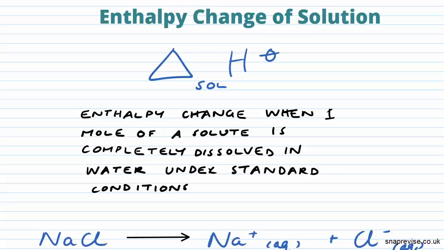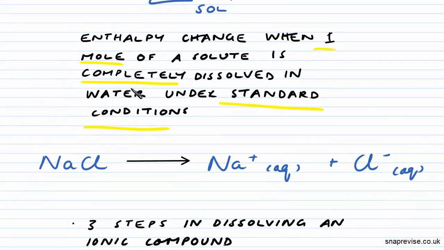So the first term we're going to look at is one you should already be familiar with. It's the enthalpy change of solution. You'll recognise this symbol here that's used to represent it. And the definition of it is the enthalpy change when 1 mole of a solute is completely dissolved in water under standard conditions. And you'll recognise this equation as a representation of the enthalpy change of solution. You can see we have our sodium chloride here, which should actually be in solid form. It's then dissolving in water to form its ions in an aqueous state.